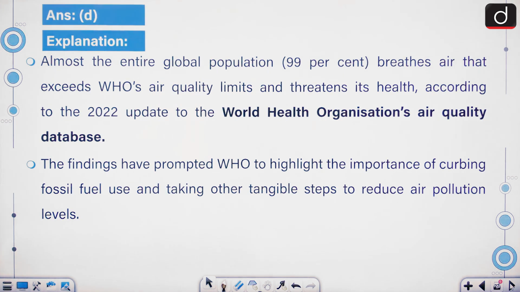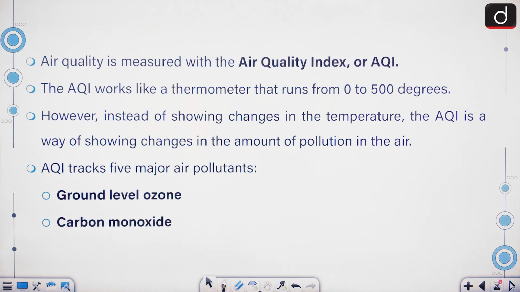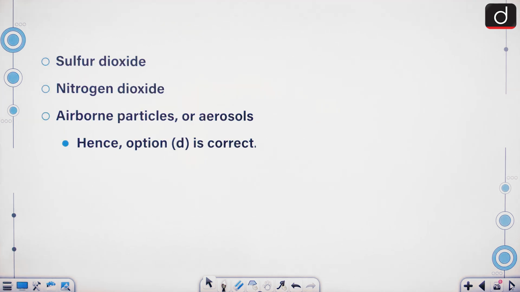Almost the entire global population breathes air that exceeds WHO's air quality limits and threatens its health, according to the 2022 update to the World Health Organization's air quality database, and the findings have prompted WHO to highlight the importance of curbing fossil fuel use and taking other tangible steps to reduce air pollution. So, air quality is measured with air quality index or AQI, which works like a thermometer that runs from 0 to 500 degrees. However, instead of showing changes in temperature, it is a way of showing changes in the amount of pollution in air. It tracks 5 major air pollutants: ground level ozone, carbon monoxide, sulfur dioxide, nitrogen dioxide, airborne particles or aerosols.